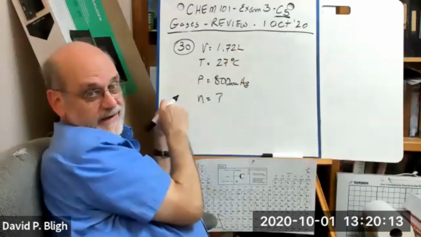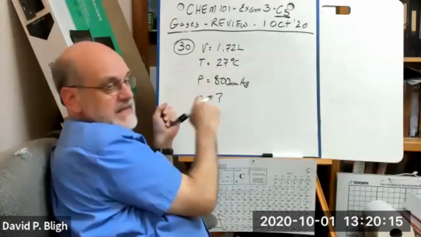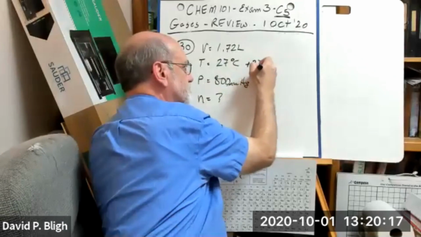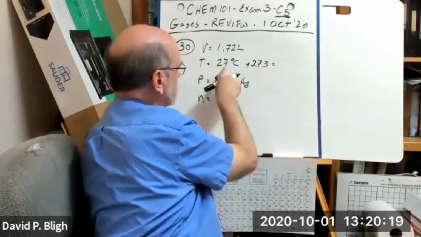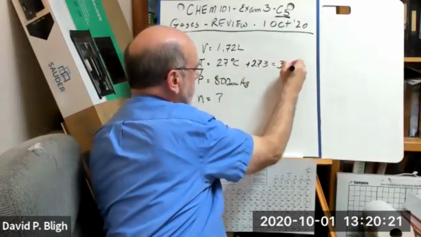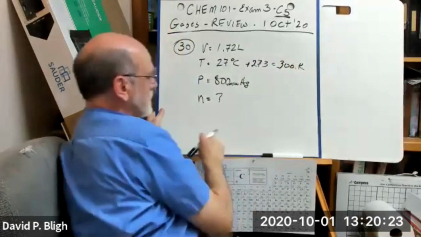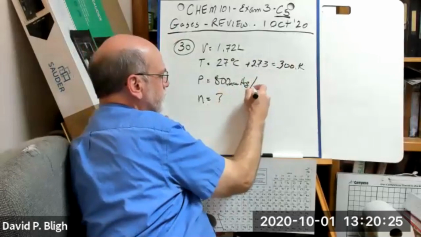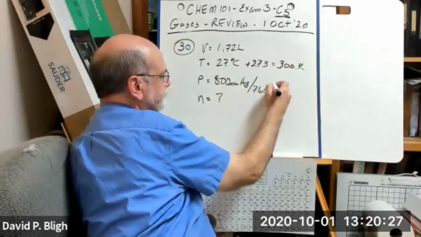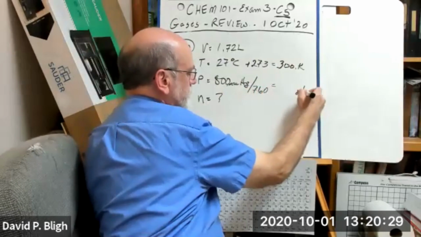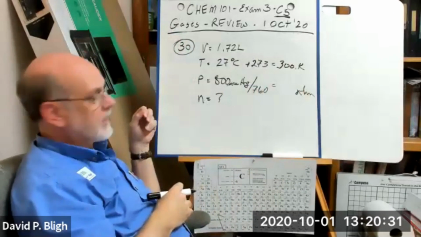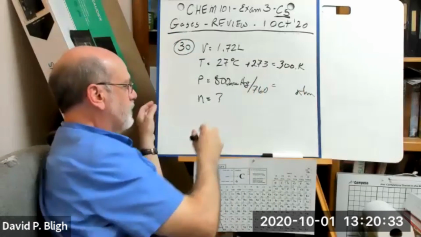So liters is correct. Degrees C, need to change that one. So that one looks like 300 kelvin. 800 millimeters of mercury to give you atmospheres. Okay. And then you solve for moles.